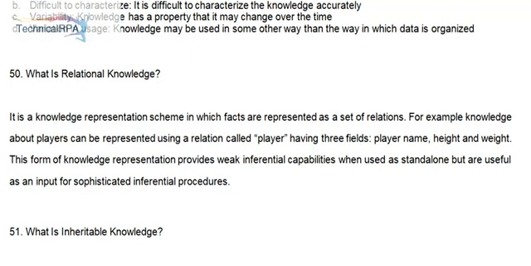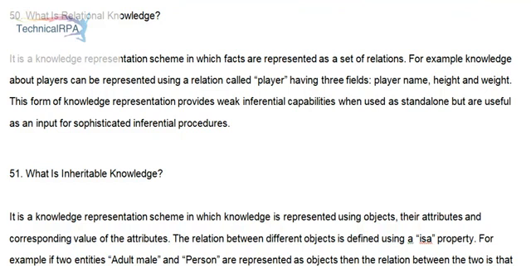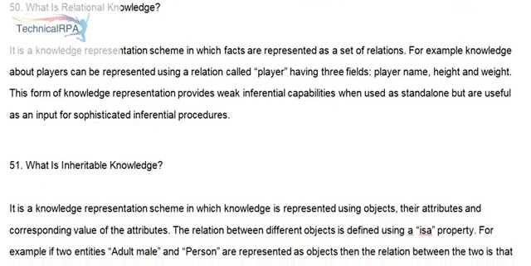50. What is relational knowledge? It is a knowledge representation scheme in which facts are represented as a set of relations. For example, knowledge about players can be represented using a relation called player having three fields: player name, height and weight. This form of knowledge representation provides weak inferential capabilities when used standalone, but is useful as an input for sophisticated inferential procedures.